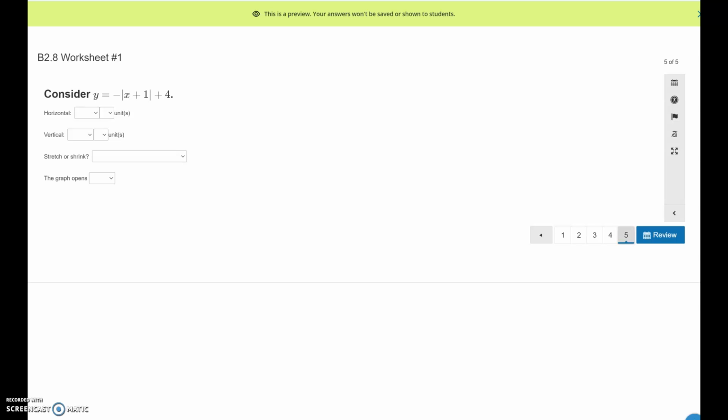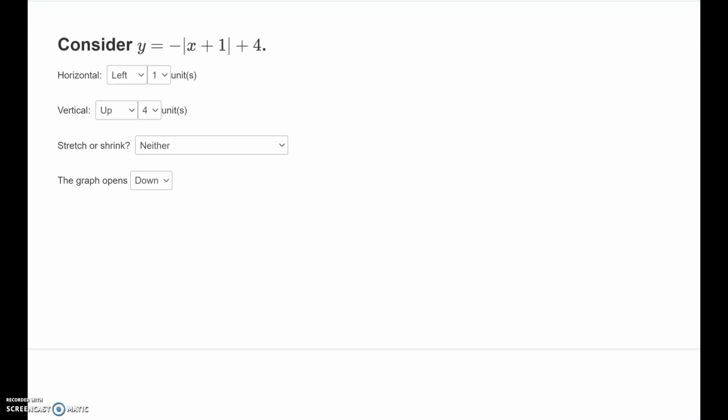first we need to think about how does this move horizontally. So the plus 1 means left 1, plus 4, up 4. There's a 1 in front, so that's a neither for stretch or shrink. And the negative flips the graph, so that means it opens down.